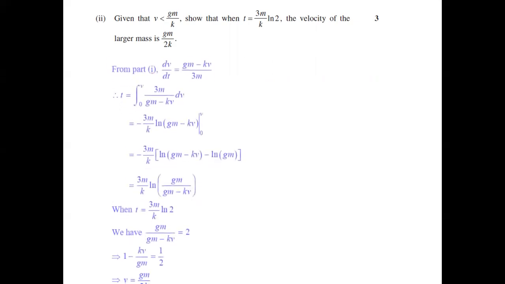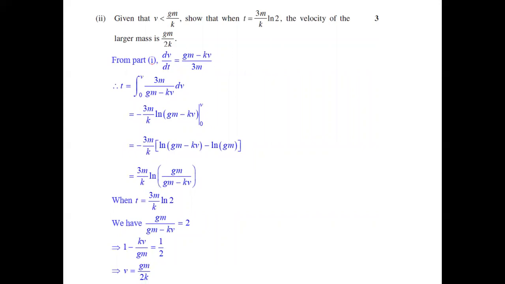Okay, for part 2, given that v is less than gm on k, show that the time is 3m on k ln 2. So from part 1, all they need to do here is to rearrange it, and finding t, integrate with respect to v, the limit is from 0 to v. In this case here, as you can see, because we put the limits from 0 to v, there's no need to find a constant. And then they substitute t equals 3m on k ln 2 to show v.